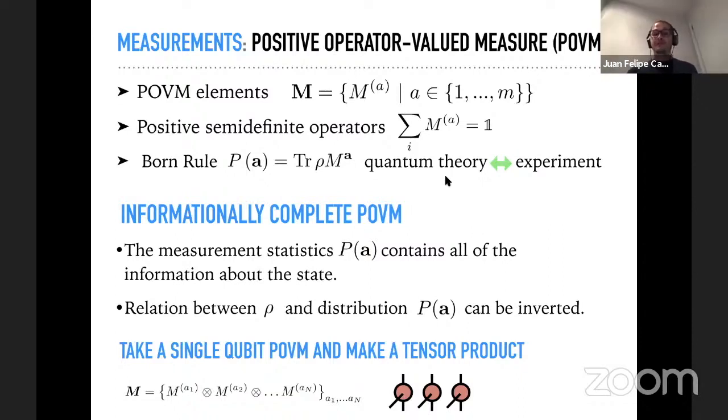Like it's the most important relation linking theory and experiment. I'm going to use a particular set of operators, M_A. They're called informationally complete. And what that means is that the measurement statistics P contains all the information about the quantum state rho. That's the most important thing that I'm going to talk about. And that implies that the relation between rho and P can be inverted. Meaning that if I give you rho, I can also give you P, and you have the same information. And that's, if you want, how I represent the quantum state just using probability.